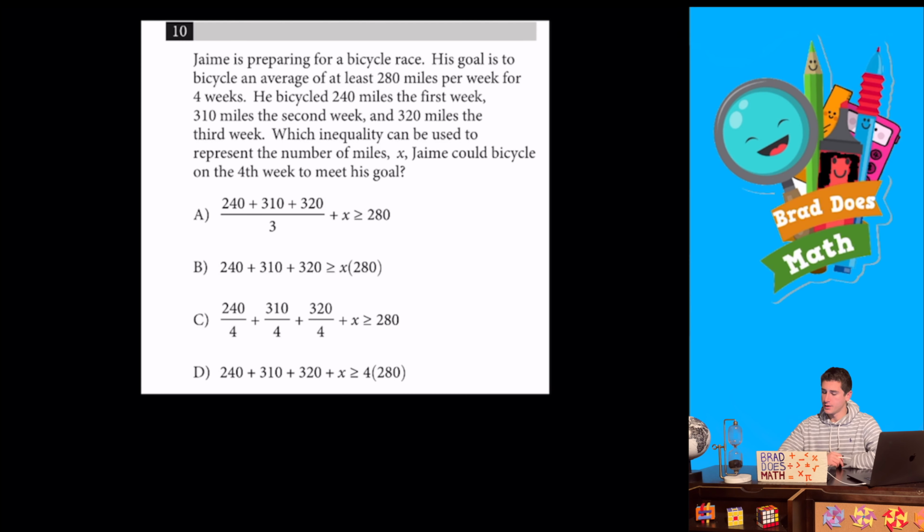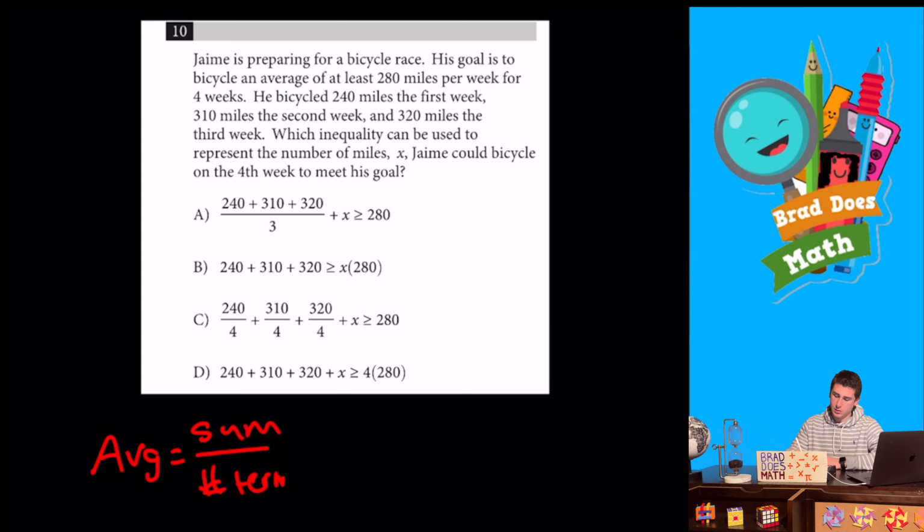All right, so this one, we're getting into the hard stuff. Jamie is preparing for a bicycle race. His goal is to bicycle an average of at least 280 miles per week for 4 weeks. Average equals the sum over the number of terms. So if he wants to bicycle an average of at least 280 miles, that's our average. That's going to equal the sum over the number of terms. And we are biking for 4 weeks.